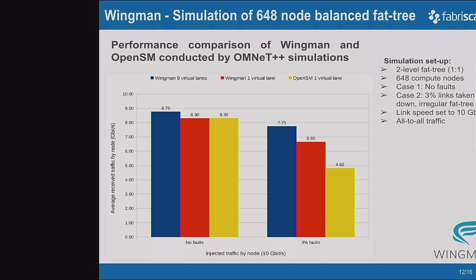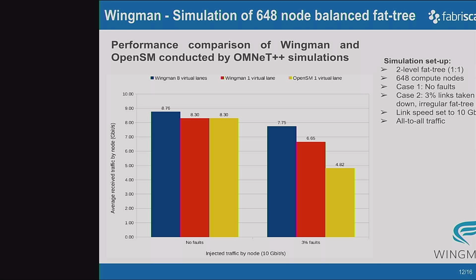We also did a comparison with a larger computer, 648 nodes. Here, unfortunately, we do not show much speed improvement when everything is okay. We're actually running with one virtual lane. That is the red results. We are running in the exact same performance as the open source OpenSM. However, if we utilize the multiple virtual lanes, we are a little faster.